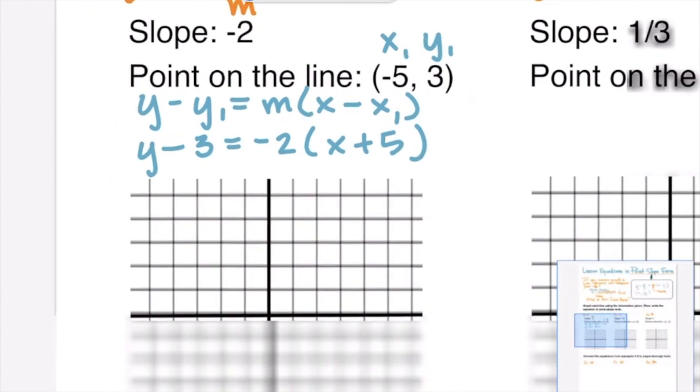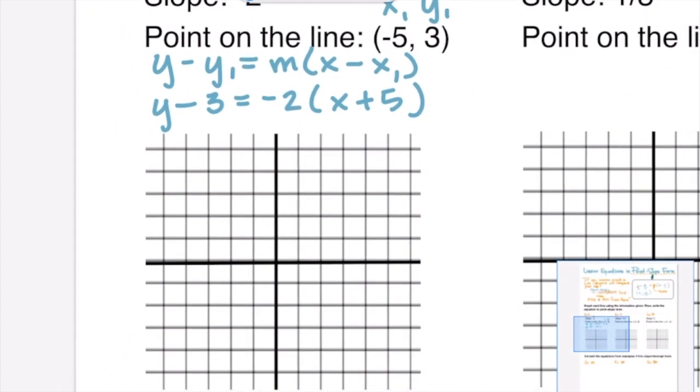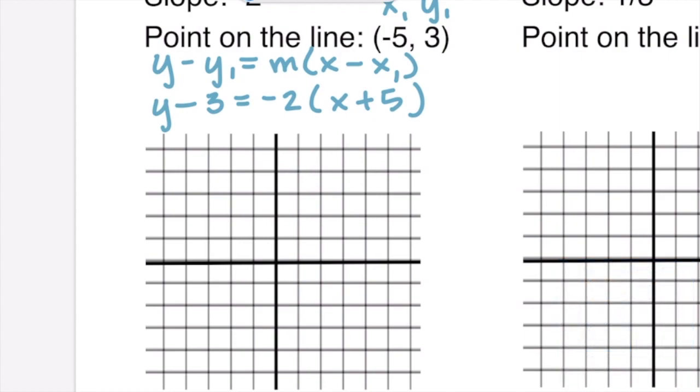All right, so if we were to graph this, we want to plot the point given first, which is -5, 3. So -5, 3 is going to be right here. And then rise and run from there. Our rise is -2 and our run is 1. So from the point given, which is -5, 3, we're going to go down 2 and run right 1. Now we can connect our two dots with a line and extend it. And we've got our equation graphed.